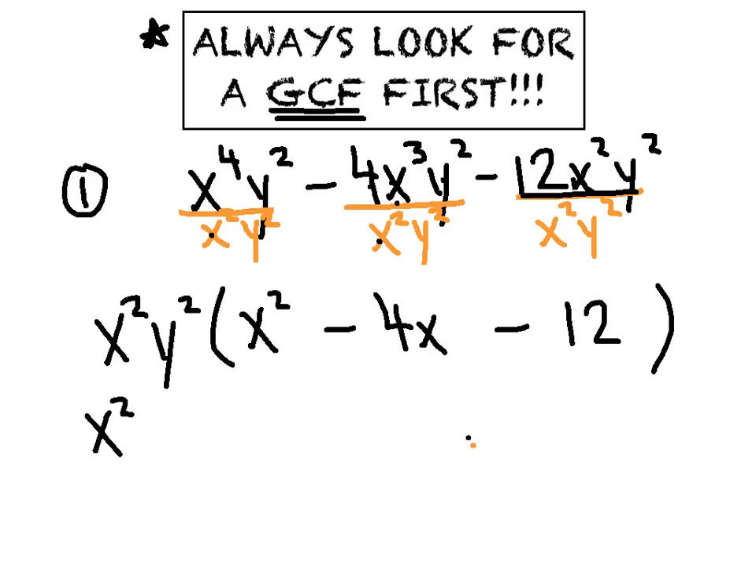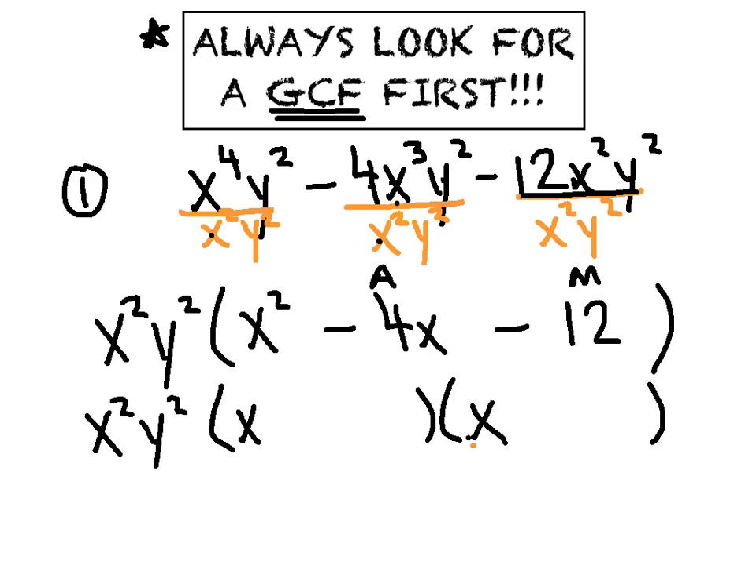As you look inside these parentheses here, we have a very nice trinomial, and we're just going to try to ask ourselves what 2 numbers... Don't want a squared there. We're trying to think of what 2 numbers add up to negative 4 and yet multiply to negative 12 at the same time.